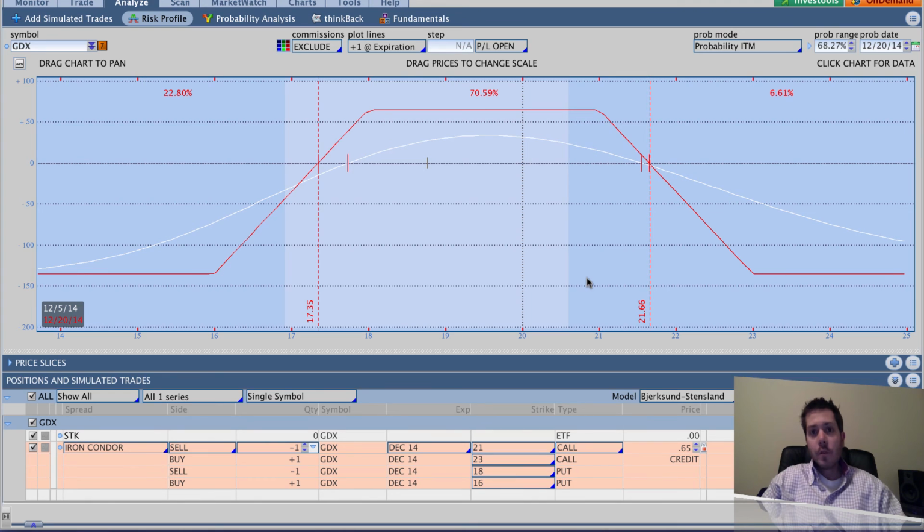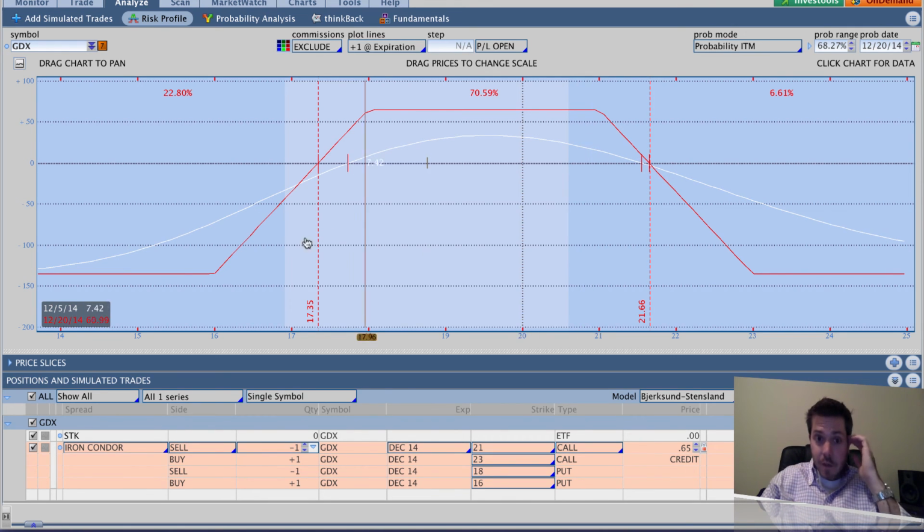Now, what other types of Iron Condors are there? There's quite a few differentiating things you can do. The main alternatives, I should say, to this standard balanced Iron Condor would be a directionally skewed Iron Condor or an unbalanced Iron Condor. So what do I mean, first of all, by balanced?